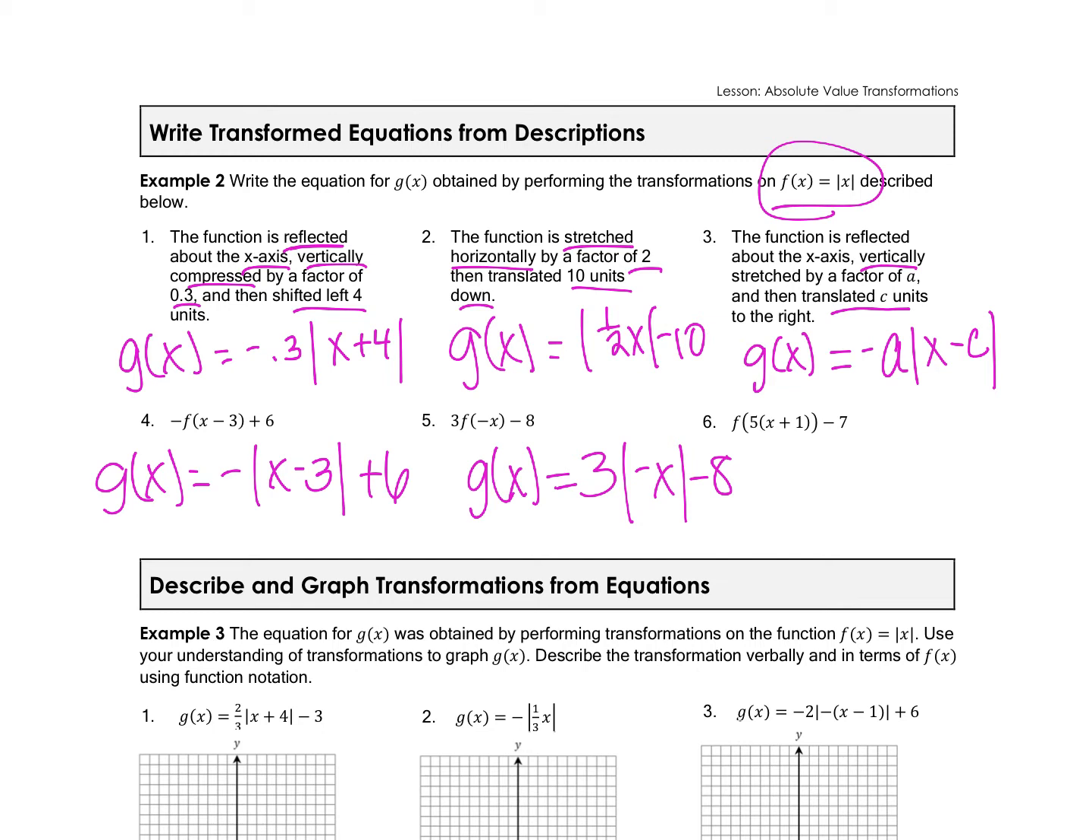All right, 6. This one's a little different, but everything that's on the inside is what we put inside the bars. So put 5, put parentheses, x plus 1. And then close your bars, and then the minus 7. So whatever is on the inside there, that's what you put on the inside of your vertical bars for an absolute value.